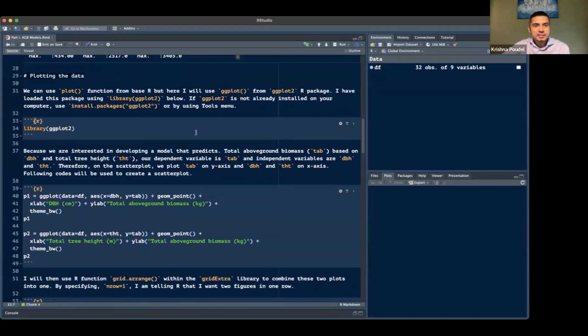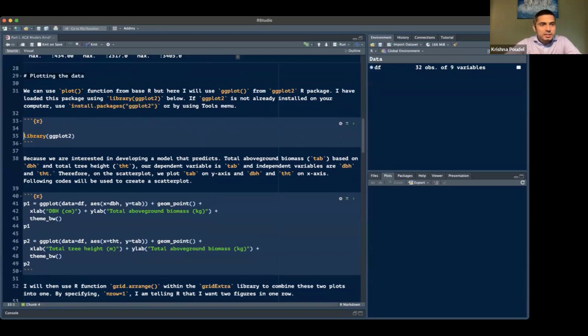Hopefully everyone has installed that already. If not, then you can copy this code and put it in front of that and run it. In my case, I have already installed it, so I don't need to run that code. Then, to make it available, I need to run library(ggplot2).